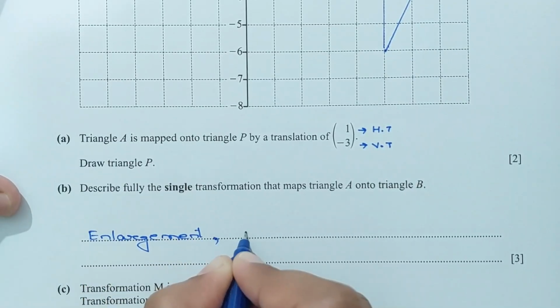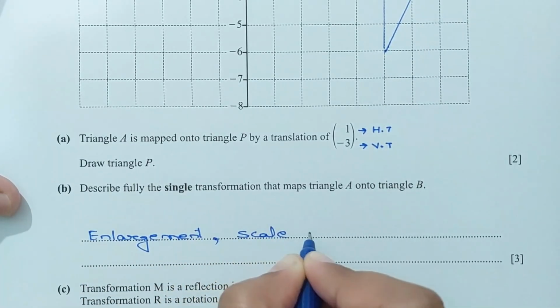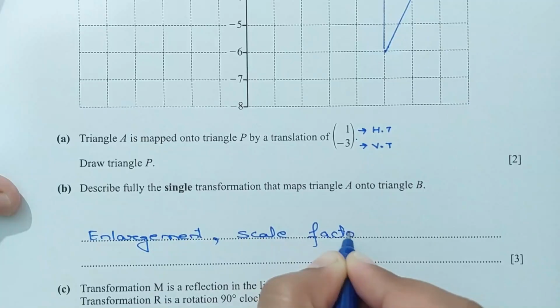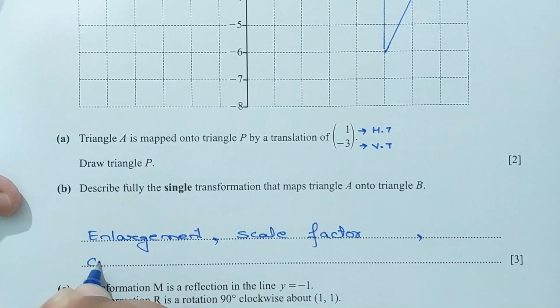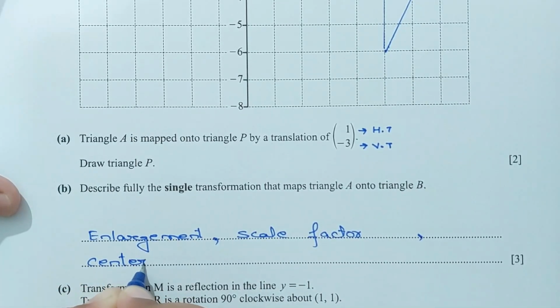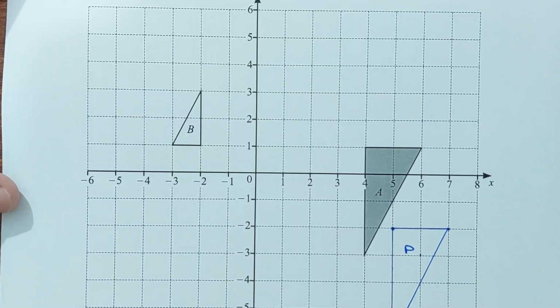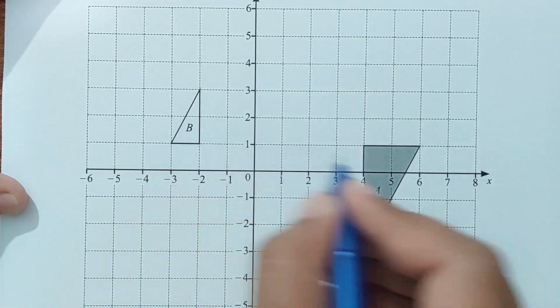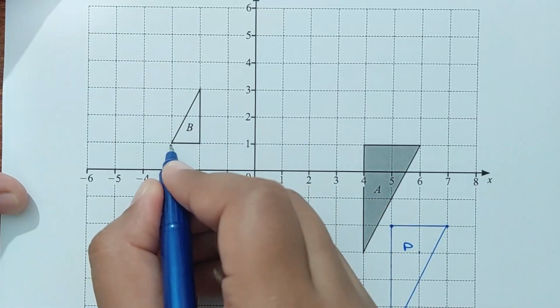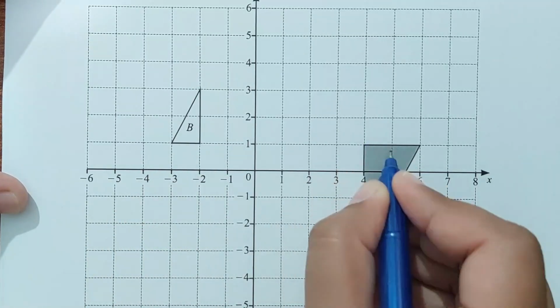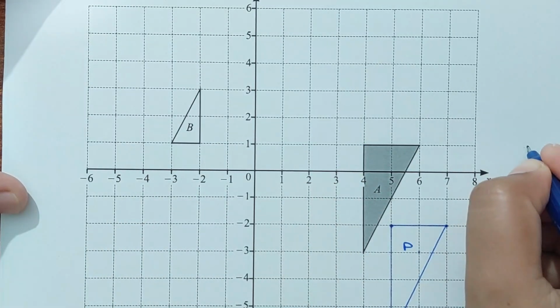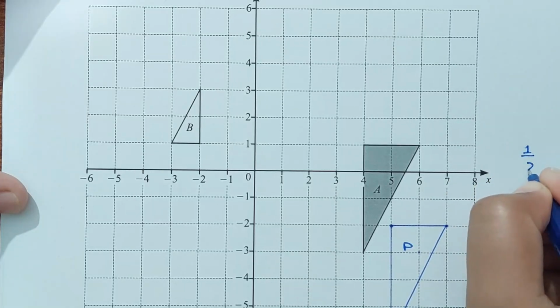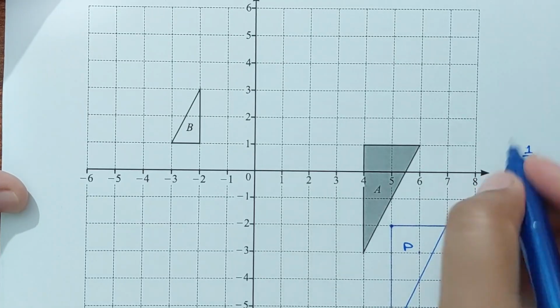Let me find out the scale factor of enlargement and the center of enlargement. All right, to get the scale factor, we have a formula. This is the enlarged shape and this is the original one. The enlarged shape is 1 unit. The original one is 2 units. So it's a ratio. This is the scale factor.